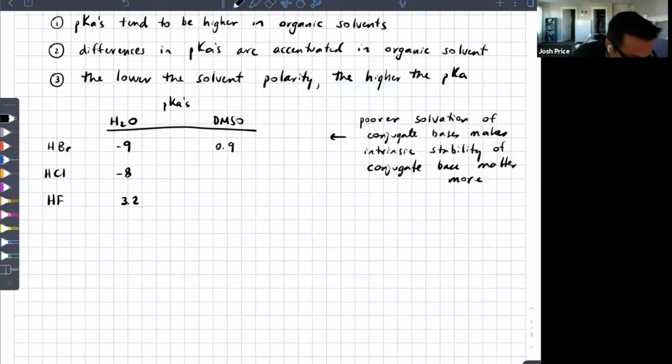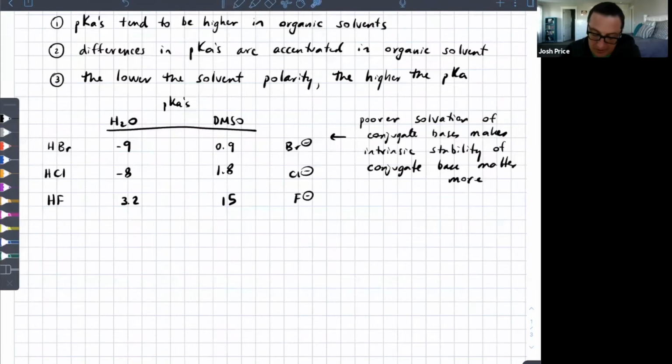Let's see, for HCl, the pKa is like 1.8, and then for HF, the pKa is 15. So you can see that the pKa differences in water do reflect the differences in stability of the conjugate bases, with Br- and Cl- being more stable than F-. Nevertheless, those effects get bigger in DMSO.